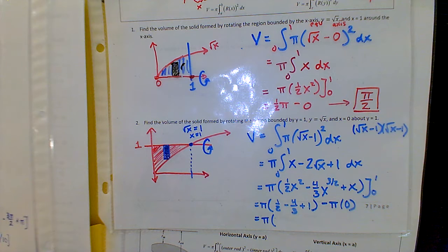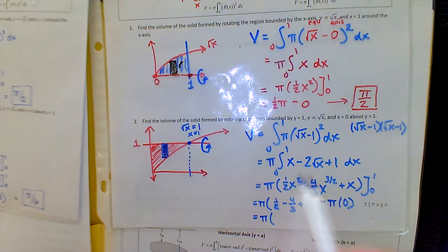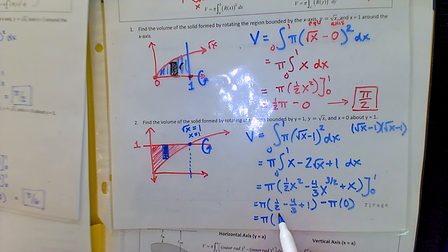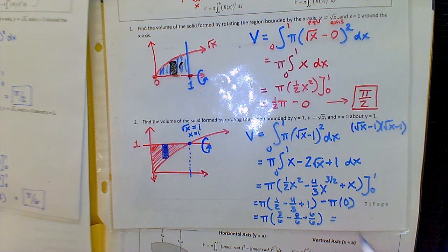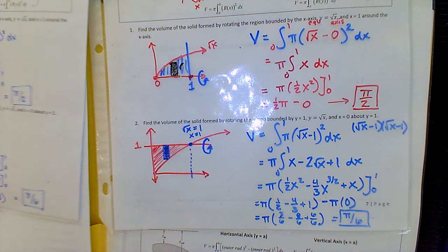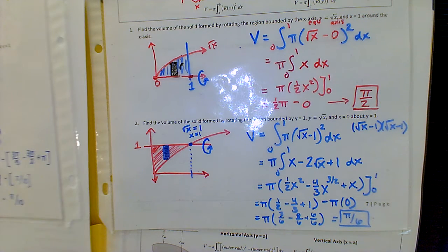Any takers? Good, Eric? So 1/3. I got 1/6. Let's see if we get a common denominator. This would be 3/6, 8/6, 6/6, which would be 1/6. So times pi, that would be pi/6. We're doing okay? All right.